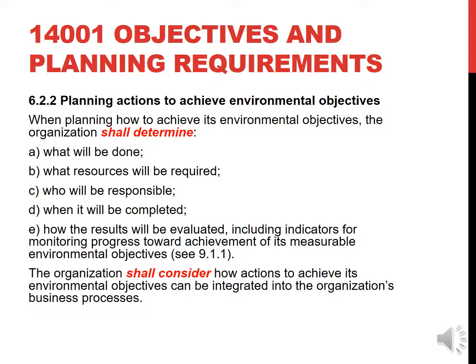When we set a group of objectives, it's not enough just to set the objectives down and document them. Again, there are specific parts of the objectives that need to be defined. We have to define what's going to be done, what resources, time, people, equipment, supplies, information, that kind of thing. Who's going to be responsible for accomplishing this, when it's going to be completed, and then how the results will be evaluated. Again, this is indicators. So you can use any of the three indicators that we talked about before.